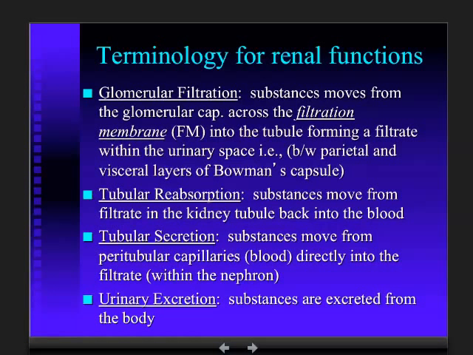So it didn't get in there at the glomerulus, but you're adding it in later, after the fact. You'll see why later. And finally, once we drain that down the collecting duct and put it into the minor calyx, we are now carrying out the final event, which is excretion. So there's your 4 events. Glomerular filtration, tubular reabsorption, tubular secretion, and urinary excretion.